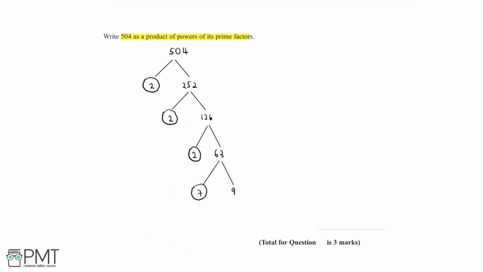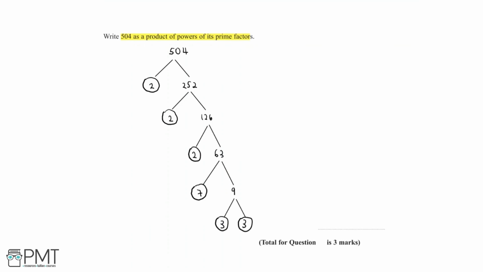But 9 can still be divided into 2 parts. And so we can say that 9 is equal to 3 multiplied by 3. Now 3 is a prime number, and so we'll circle both of the 3's at the end of our tree. Now we've reached the end of our prime factor tree, because we can't divide anything any further. And so to write 504 as a product of powers of its prime factors, we can multiply all of the prime numbers in our tree, which is why we've circled them.